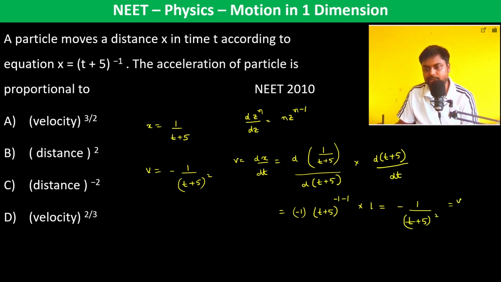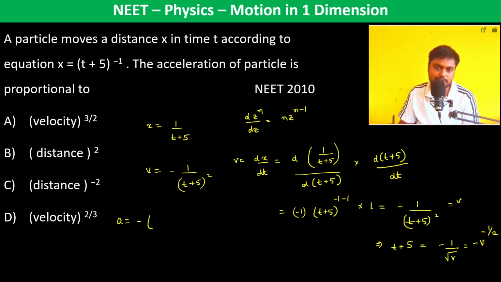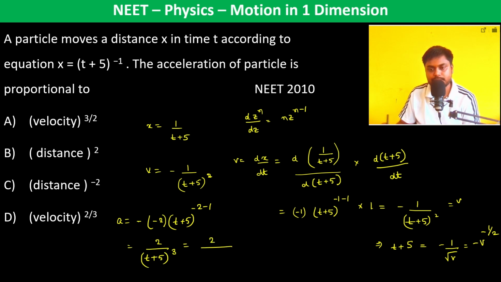So this is velocity. Therefore t plus 5 is equal to minus 1 by root v, which is minus v to the power minus 1 by 2. Now acceleration is equal to minus of, so n is minus 2 here, so this becomes minus 2 into (t plus 5) to the power minus 2 minus 1. So this is minus 2 by (t plus 5) whole cube. Okay, so we have to cube it.